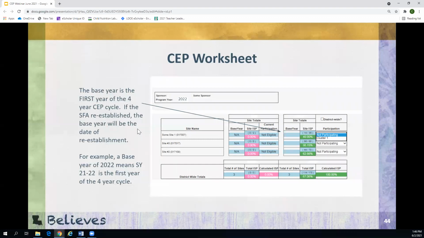The base year is always the first year of the 4-year cycle, and this gets really confusing. When we're submitting data right now in June of 2021, the first time we would technically be using that data would be school year 21-22. That would mean a base year of 2022 would be the 21-22 school year, the first year of the cycle. So that is the data that you're entering right now. It gets super confusing, but that's what is intended by base year.